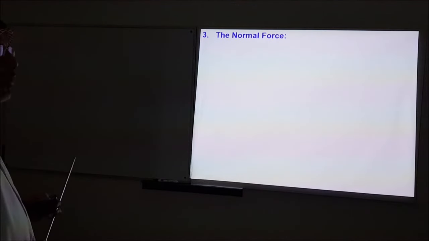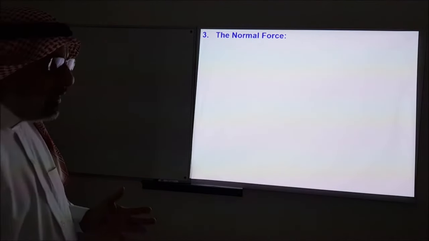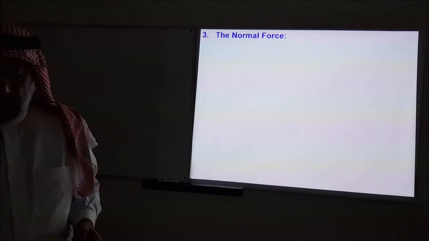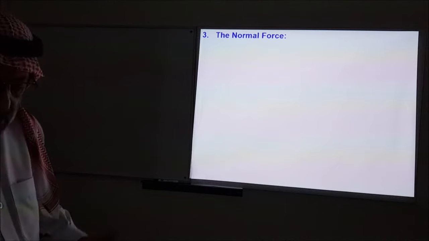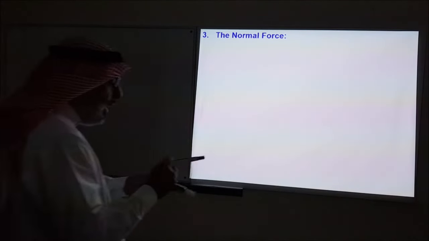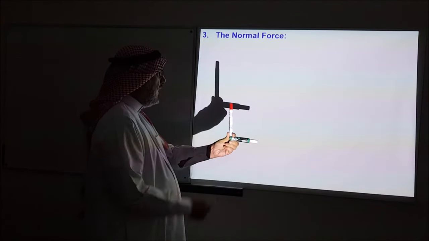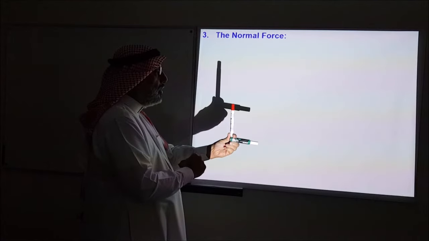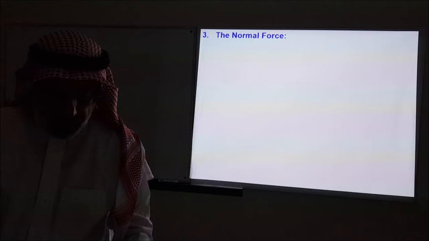The third force is called the normal force. And let's understand, what do we mean by normal? In the language of mathematics, normal means perpendicular. So it is a force that is perpendicular to a surface. If we have two objects, and they are perpendicular to each other like this, we can say that they are perpendicular to each other, or they are normal to each other. So that's the meaning of the normal here.